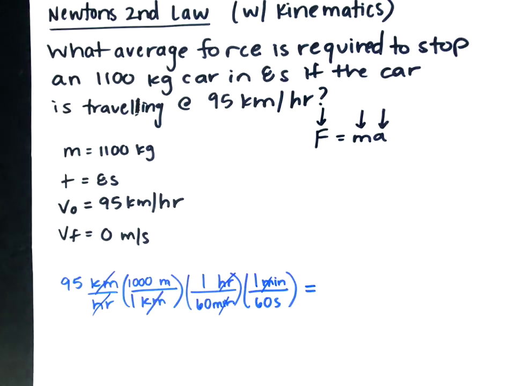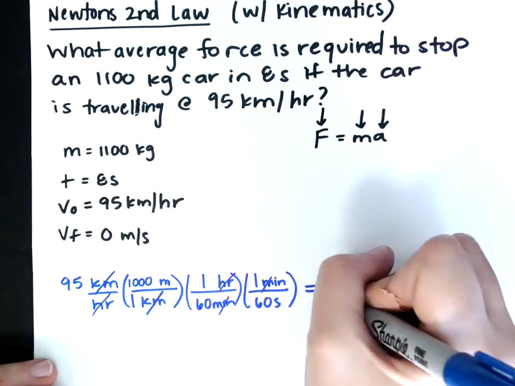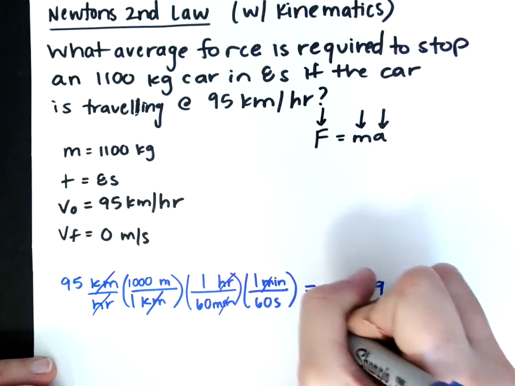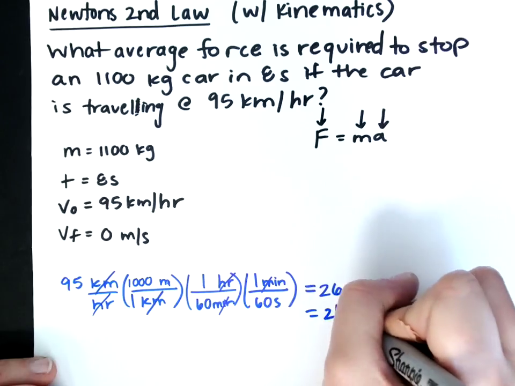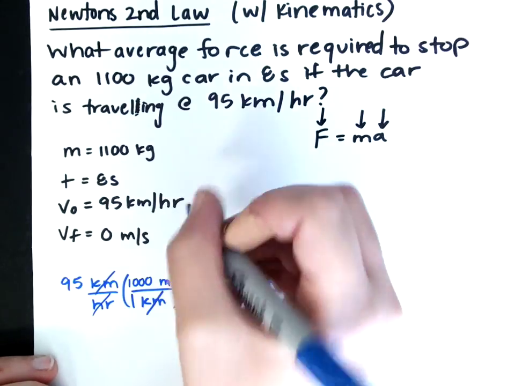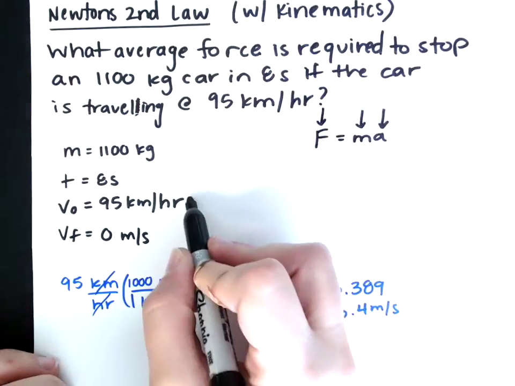hoping you all have your calculators out ready to go. 26.389. What was it? 26.389. So 26.4 meters per second. Great. So that is our V initial.